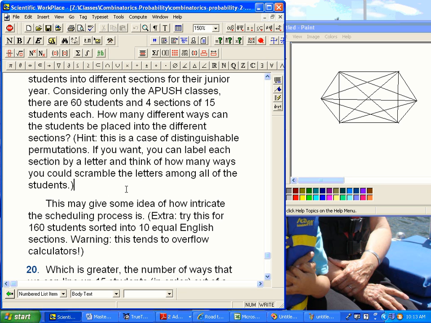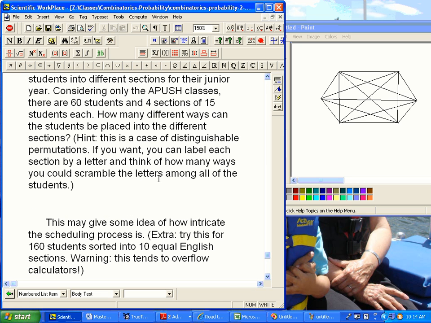What we can do is, one way to do this is line up all the students. Don't let them move. Just line up all the students. And then they say, okay, we're going to make up 15 cards that say section A, 15 cards that say section B, 15 cards that say section C, and 15 cards that say section D. So in other words, we're making a word with 15 A's, 15 B's, 15 C's, and 15 D's. And I don't want to write all 15. Okay, it's going to be a 60-letter word. 60 letters total.